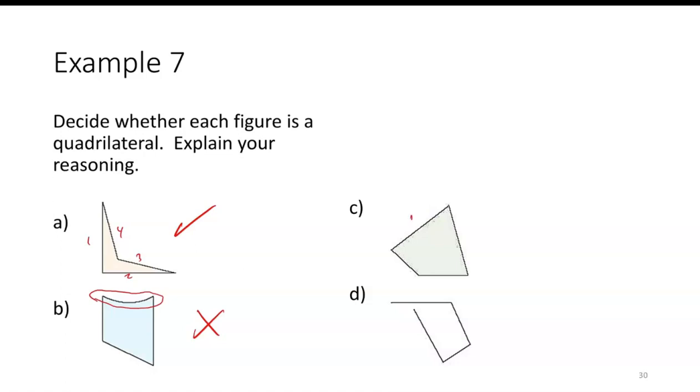Part C looks like 4 straight sides, so that's a quadrilateral. And then D is not closed, so it's not a quadrilateral.